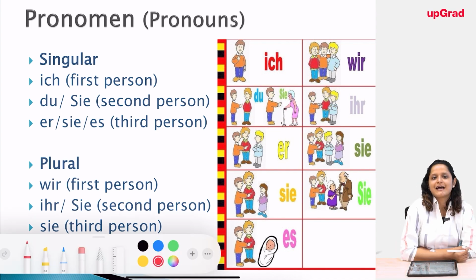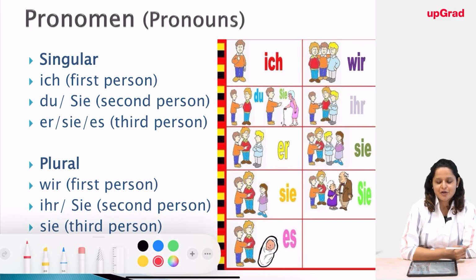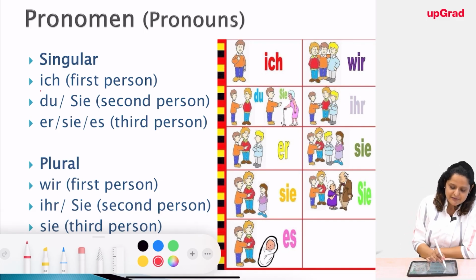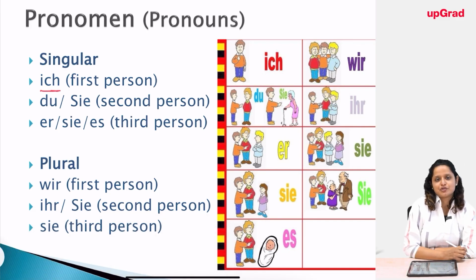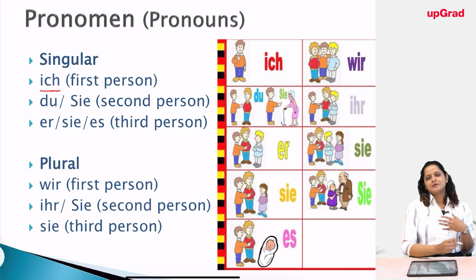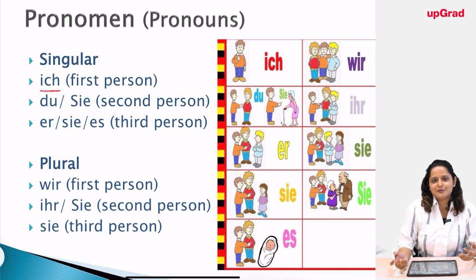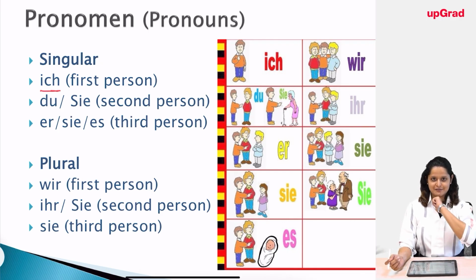Now let's take a look at the first person. In German, your first person is always ich. There is a way to remember this in a little simpler manner, which is a finger pointing towards yourself.